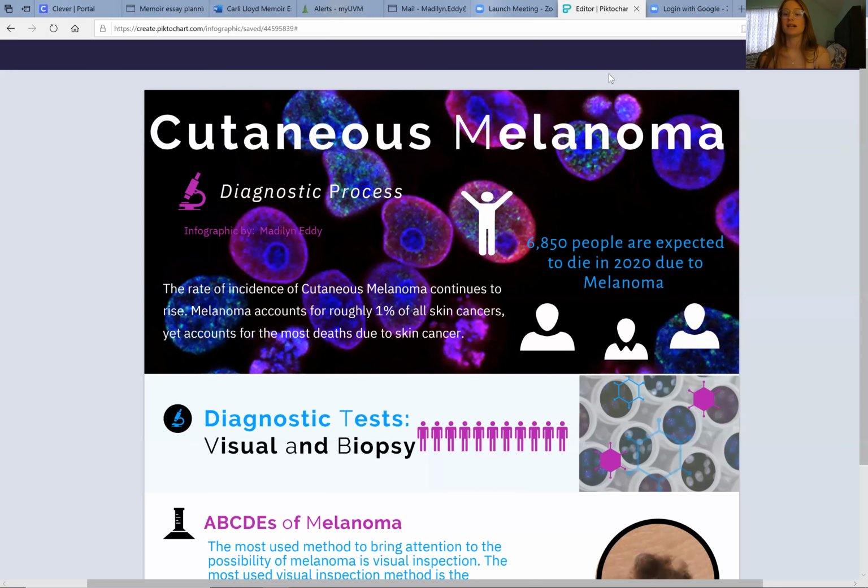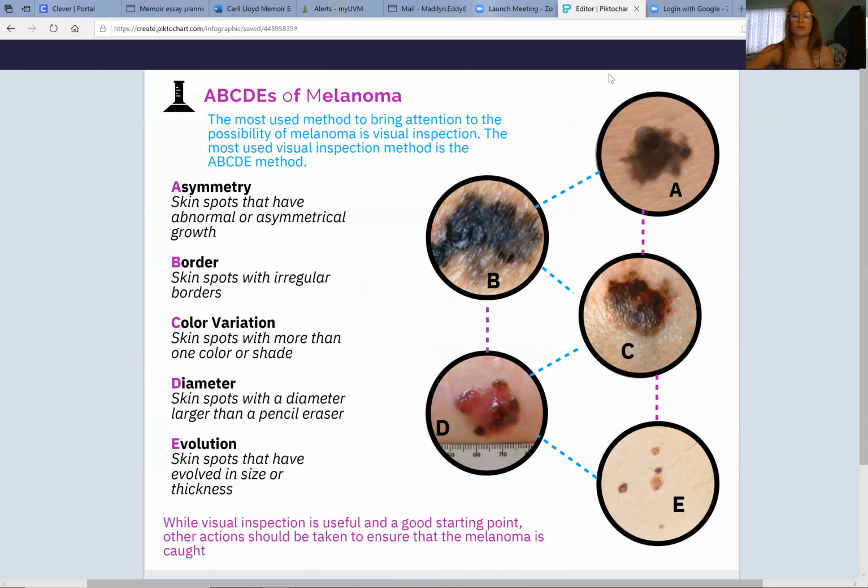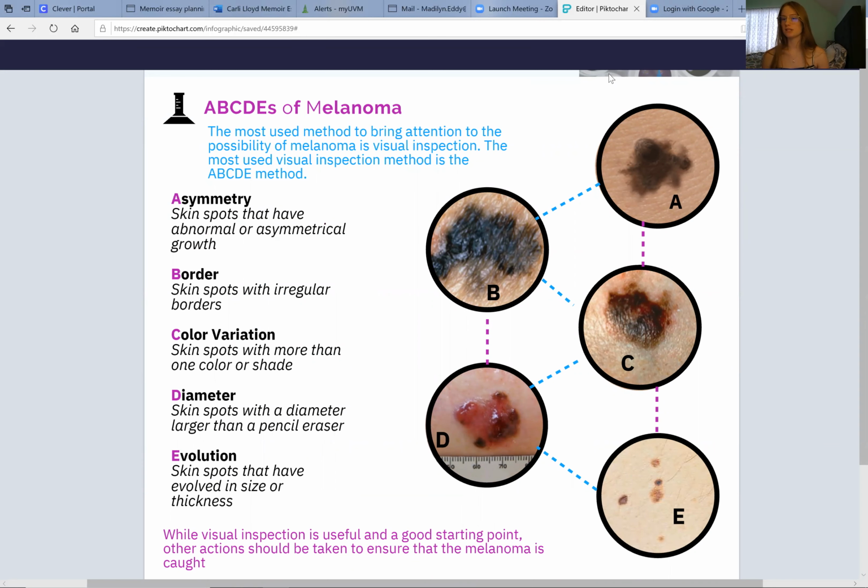If individuals are aware of certain aspects or methods to educate themselves on what can be noticed of melanoma, then this can be taken care of. The most common way to notice melanoma or bring attention to abnormalities in your skin is the ABCDEs of melanoma, which is a visual inspection. And this method is an acronym.